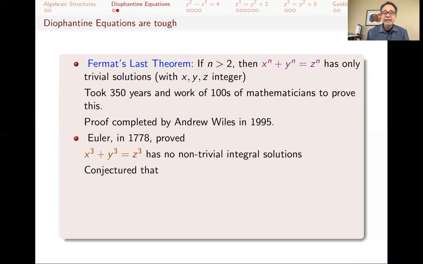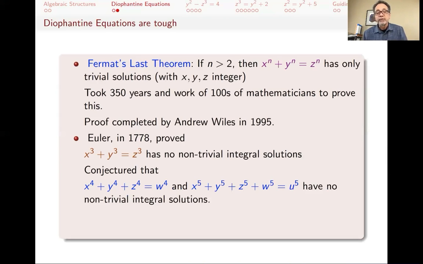And then he made several conjectures. He conjectured that the sum of 3 fourth powers can't be another fourth power either. And also that x to the fifth plus y to the fifth plus z to the fifth plus w to the fifth equals v to the fifth also does not have any non-trivial integral solutions. This problem was open for almost as long as Fermat's last theorem, 250 years.